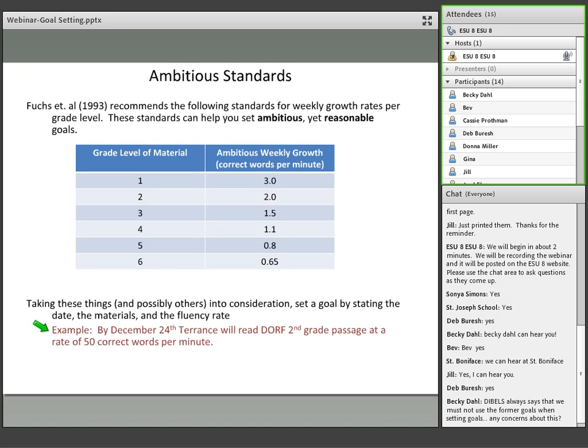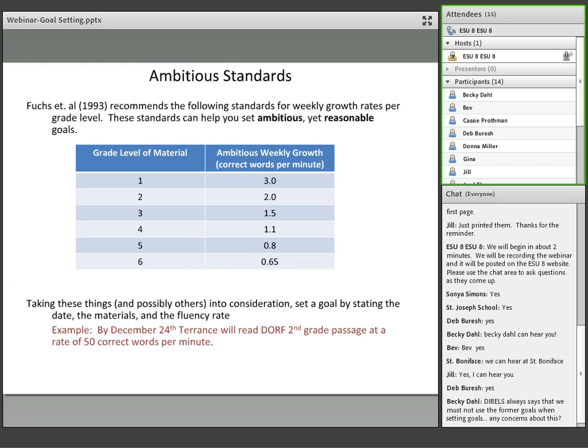Oftentimes with schools, we're writing the goals at the top of the progress monitoring booklet, so we don't write a whole goal statement like that. I'll show you the shorthand method that we use. But if you were writing this down where you're tracking student goals, or if you're writing it into an IEP or something like that, then you certainly could write it as a whole goal statement like that.